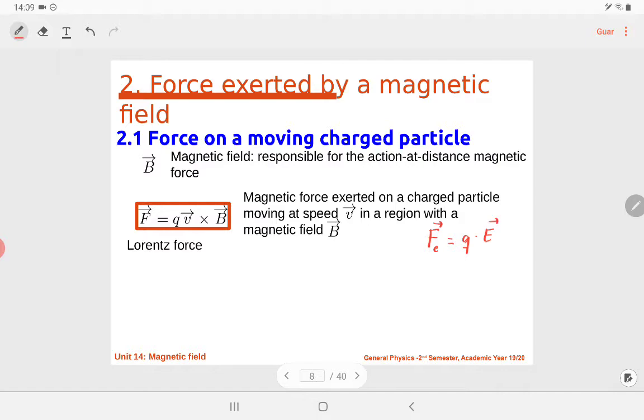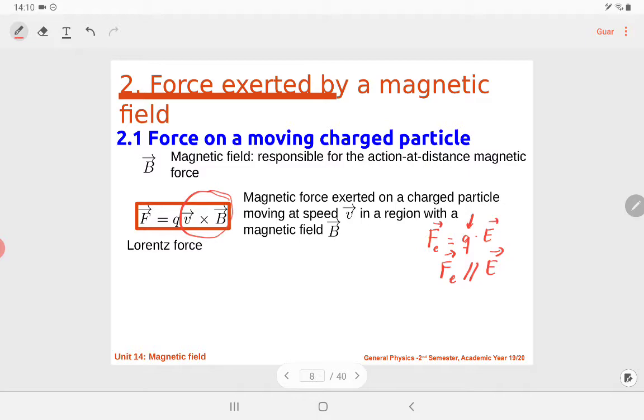There's also another important difference, and it is this vectorial product. This is going to be different from the electric force, because in the electric force, the force is parallel to the electric field, with the direction dependent on the charge. If it was positive, the force and the electric field had the same direction, and if it was negative, they had opposite directions.